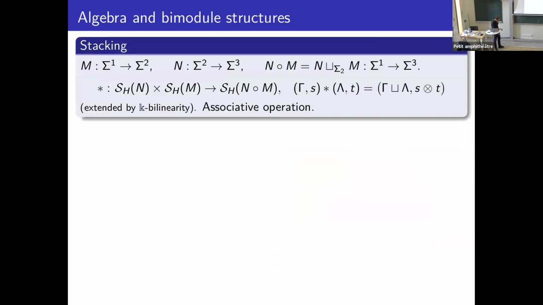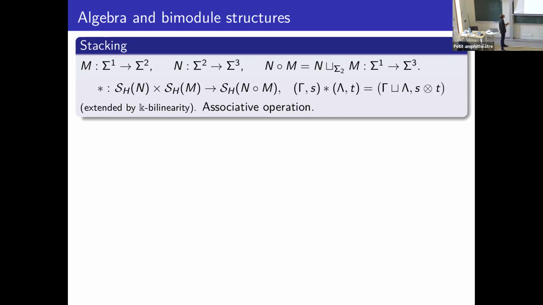Okay, so these are the vector spaces that we assign to three-cobordisms. And now let's see their algebraic structure. So they carry a natural algebraic structure. If you have a cobordism M from two surfaces, sigma 1 and sigma 2, and another cobordism N from sigma 2 to sigma 3, then you can do composition, right? Composition is just gluing along a common surface. And then, at the level of skeins, you have a natural operation which is stacking.